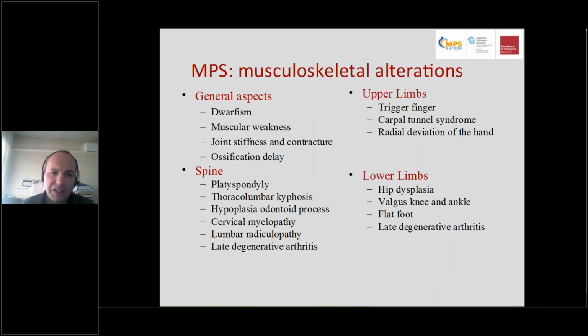So we observe in mucopolysaccharidosis dwarfism, I mean short stature, muscular weakness, joint stiffness, sophisticated inlay in the spine, platyspondyly, thoracolumbar kyphosis, hypoplasia of the odontoid process, cervical myelopathy, lumbar radiculopathy, and later degenerative arthritis. In the upper limbs, we observe trigger finger, carpal tunnel syndrome, and radial deviation of the distal radius of the wrist. In the lower limbs, we observe hip dysplasia, valgus deformity of the knee and the ankle, and flat foot, with later degenerative arthritis.